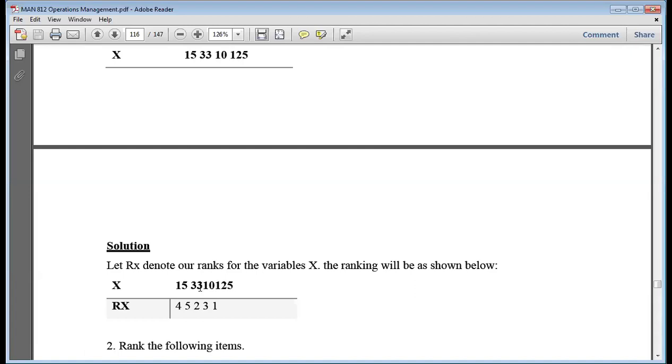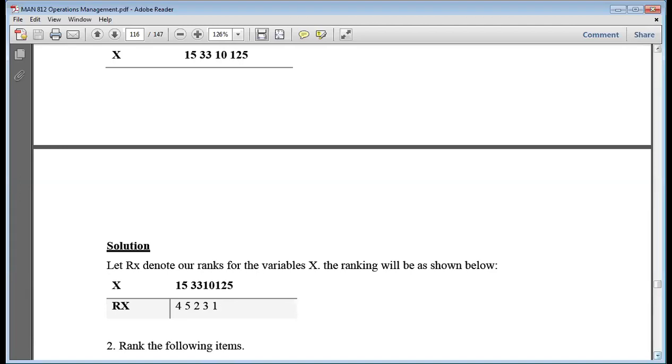So the highest one here is 33, which is 5. Followed by the second one, 15, you rank it as 4. The next one is 12, you rank it as 3. The next one is 10, you rank it as 2. And the final one is 5, which is 1.